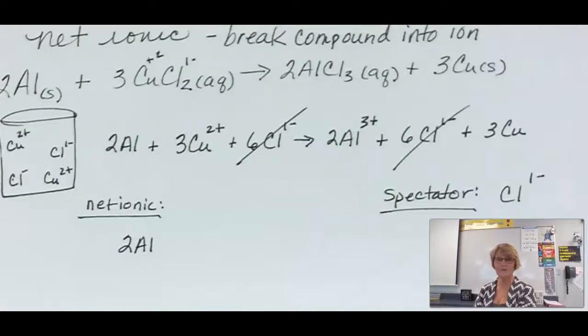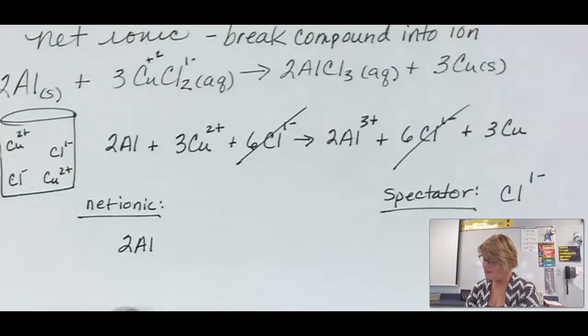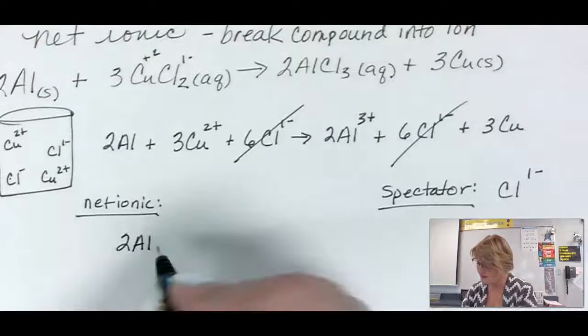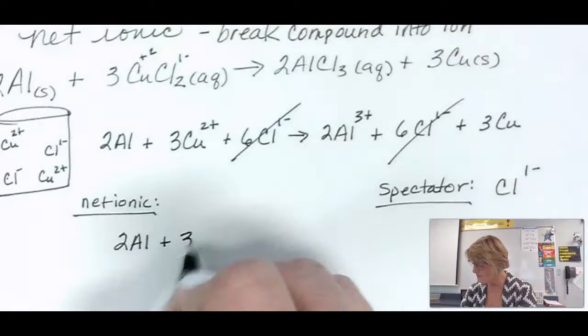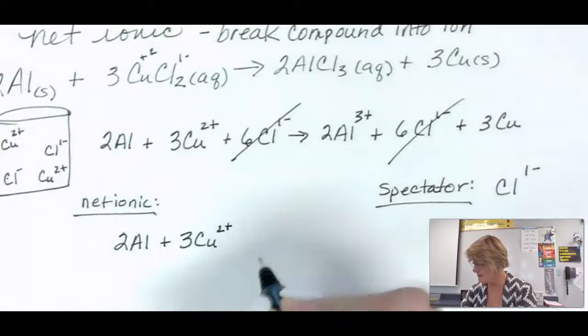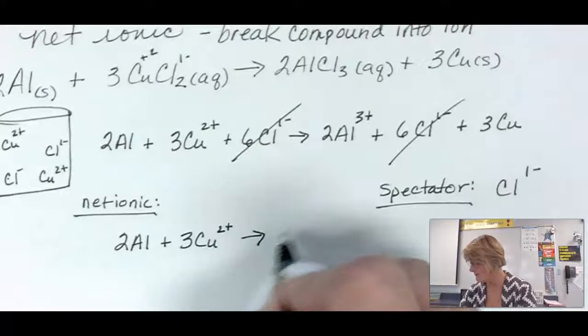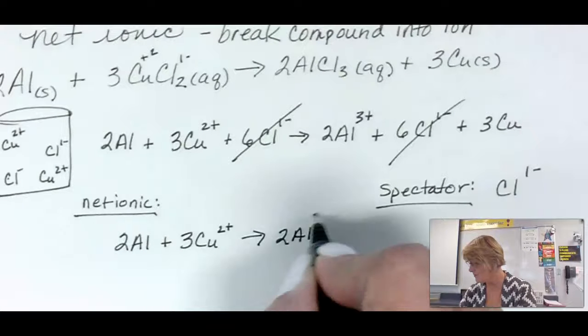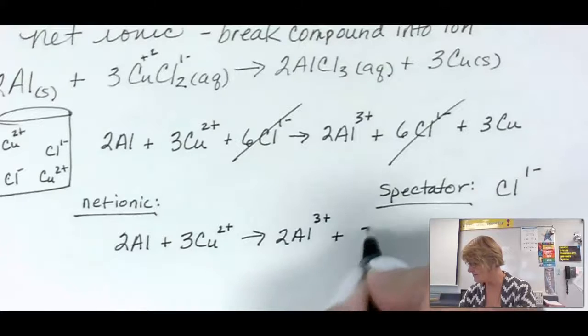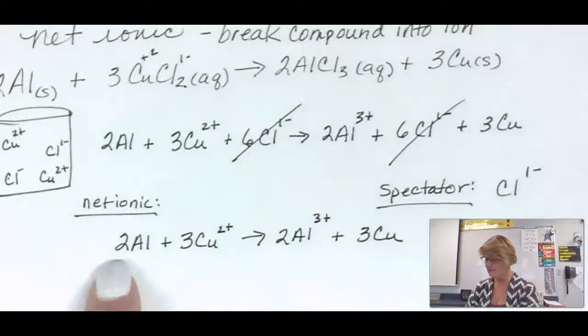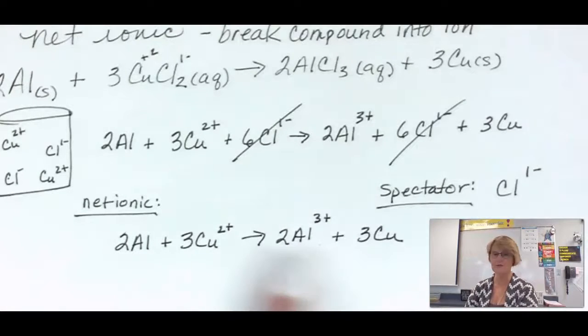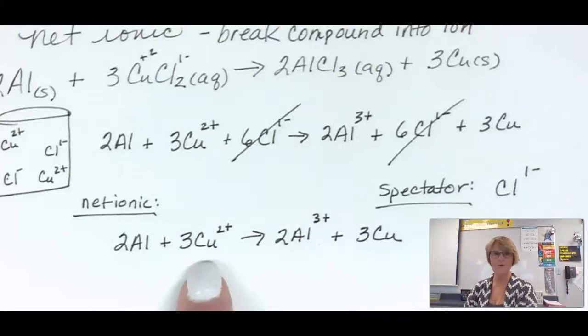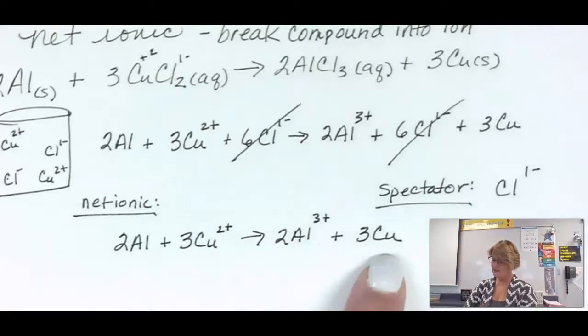You don't have to say 6 chlorines. I don't care about that. It's just that the chlorine ion is the spectator. So everything that's left becomes your net ionic. And this is the part that is really taking place in the reaction. This is really the work that is going in to make this reaction occur, which is aluminum going from its solid form to an ion and copper going from an ion to its solid neutral state.